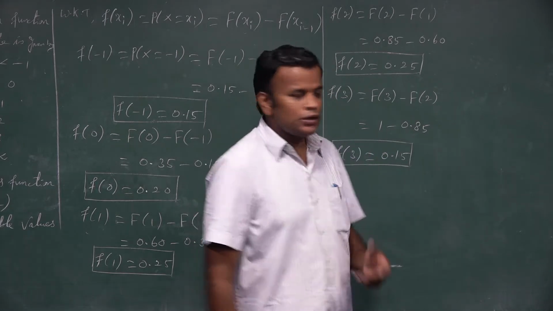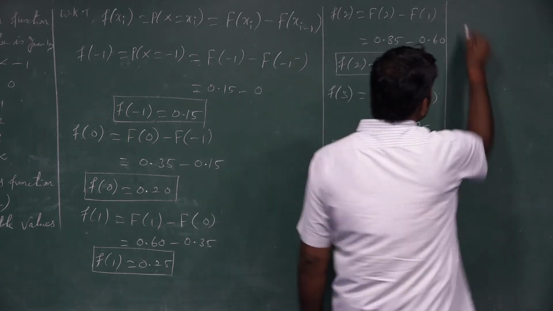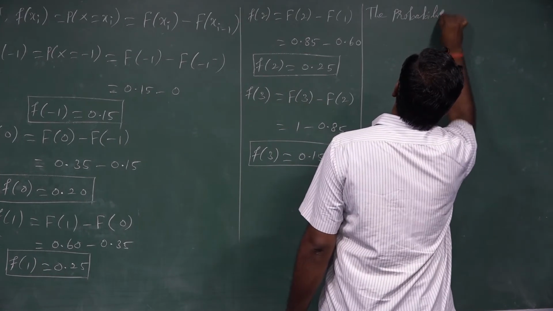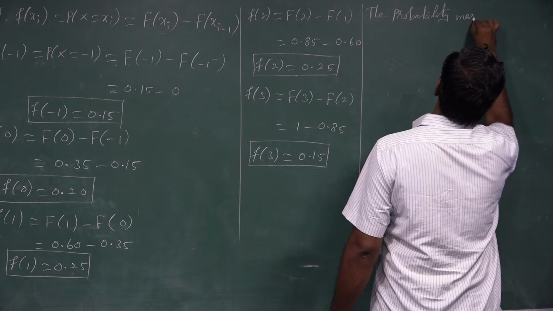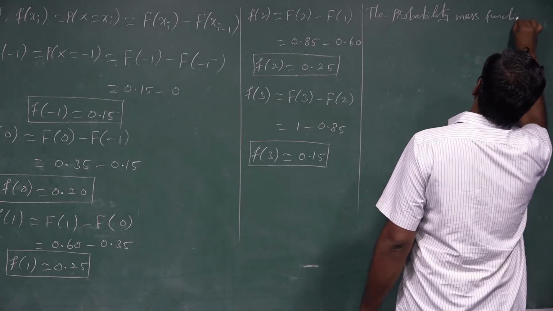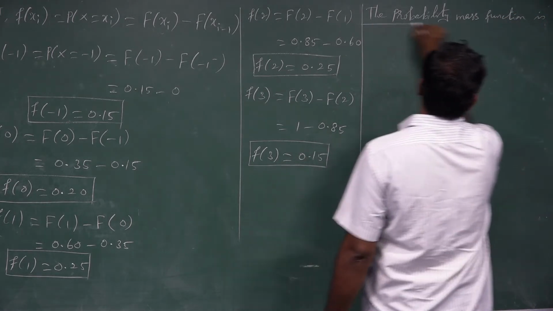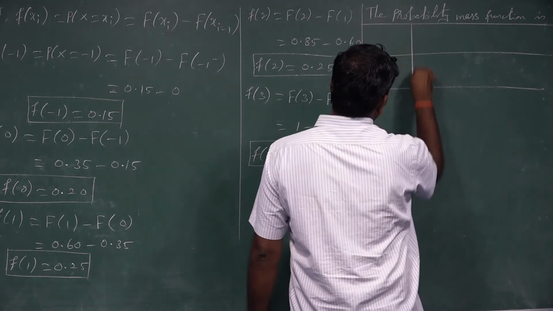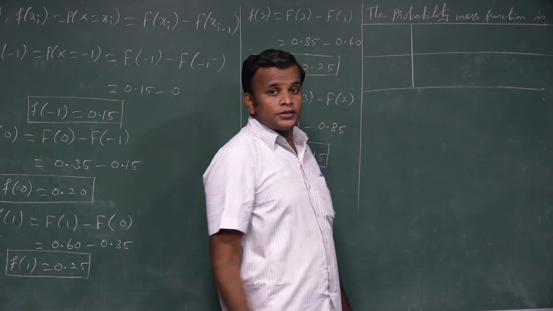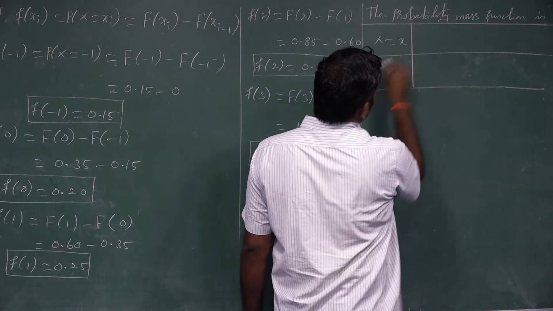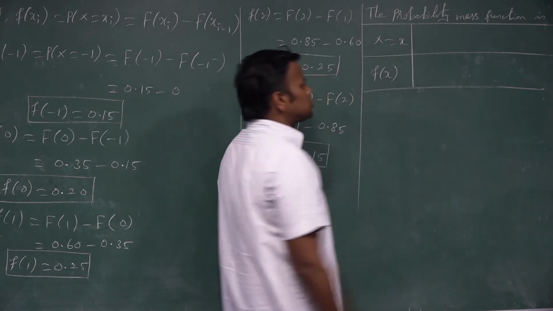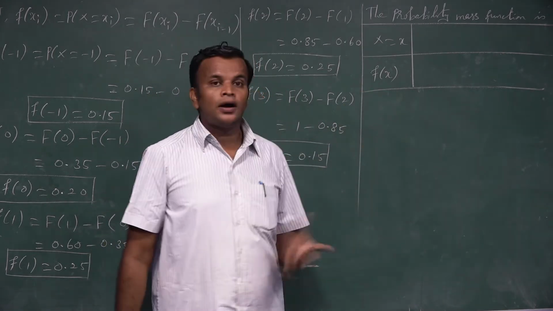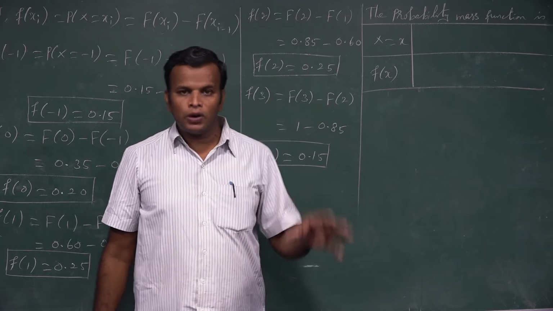Next, to form a table, the name of the table is the probability mass function. The probability mass function has two rows. The first row indicates the values of x, so capital X is equal to small x. The next one is the probability mass function symbol. We write either small letter f of x or P of capital X is equal to small letter x.